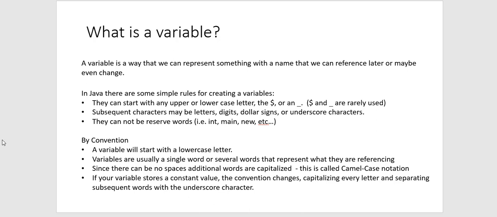By convention, we will start a variable with a lowercase letter, and then we will add other letters and numbers to it. Usually our variables come out to be words, and sometimes they even come out to be multiple words. So if you're going to use a multiple word variable, the first letter by convention is lowercase, and then each word after that that's contained in your variable can be capitalized, and this is called camel case notation. And if your variable stores any constant values, then the convention changes a little bit. You capitalize every letter, and then you separate the words with the underscore character. So we'll see some examples of that in a second.